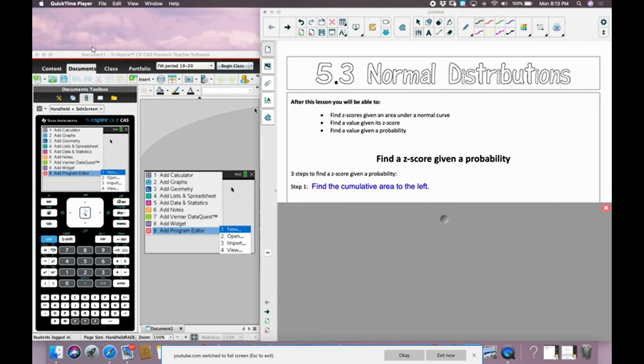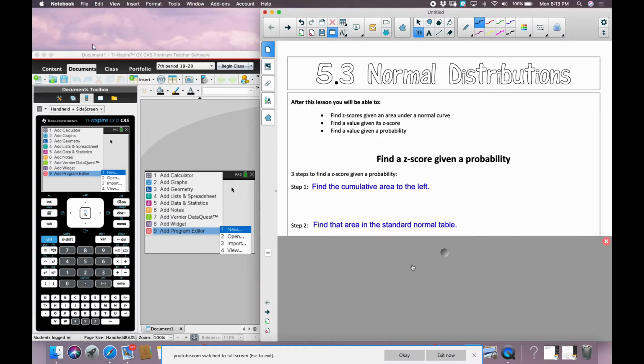curve, find a value given its z-score, and then find a value given a probability. Okay, first we're going to find a z-score given a probability. So we'll be given a probability or cumulative area under the curve, and then we have to transform that into a z-score. So step one, first you have to find the cumulative area to the left.